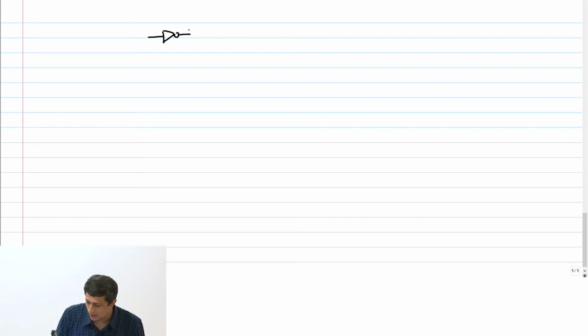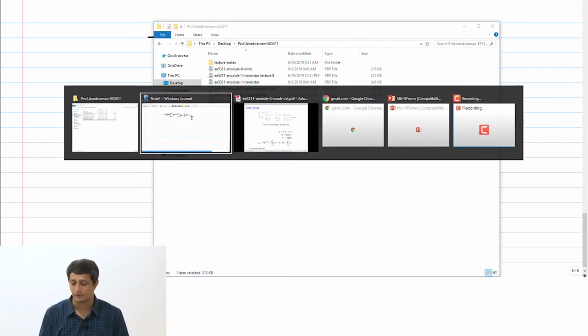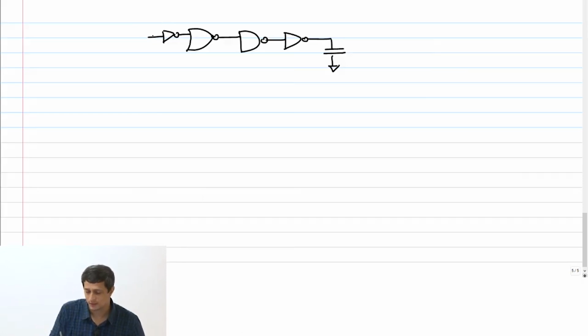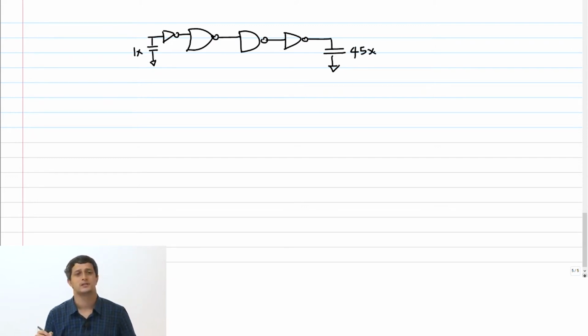So you have an inverter, a NOR 2 gate, a NAND 2 gate, another inverter, and then a load capacitance. Okay, this is the example that we have, and let's assume that this capacitance is a 1x capacitance and this capacitance is a 45x capacitance. Can you go ahead and solve and tell me what the minimum delay is in this circuit?